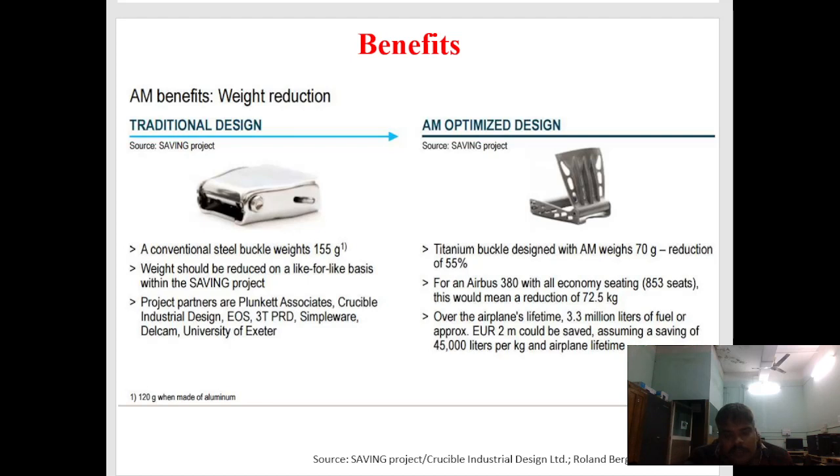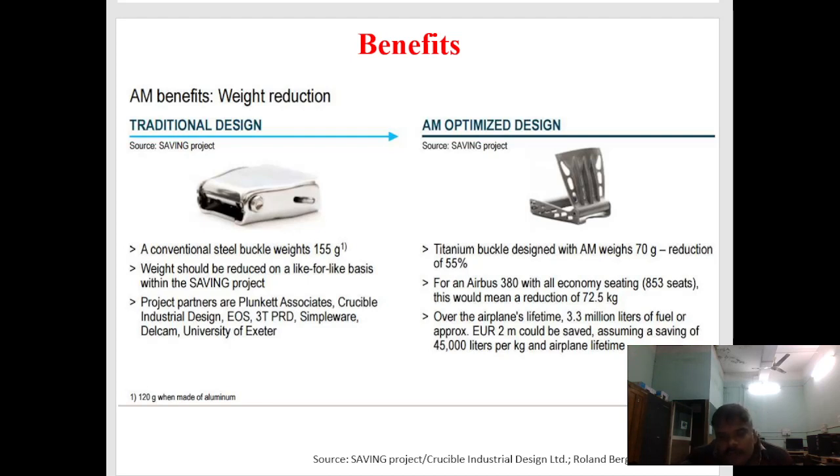Traditional design versus additive manufacturing optimized design. The source is the SAVING project. A conventional steel buckle weighs 1055 grams. Weight should be reduced on a like-for-like basis within the SAVING project. Project partners are Plunkett Associates, Crucible Industrial Design, EOS, 3T PRD, Simple Wear, Dealcam, University of Exeter.